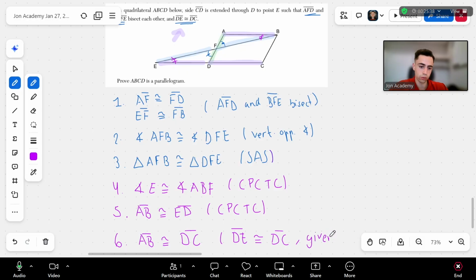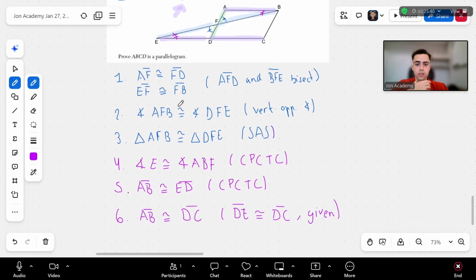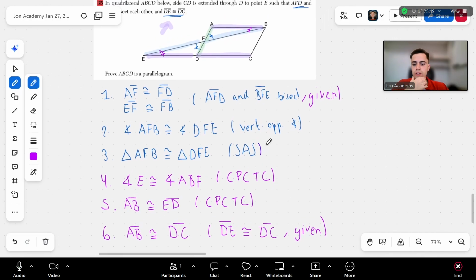You could write it also as another step, if you want. This one here, we also said it was given, so we can add it here also given. It's a fact that was given. Good. And now we have two sides of the quadrilateral that are congruent. The only thing we need to prove now is that they are also parallel.